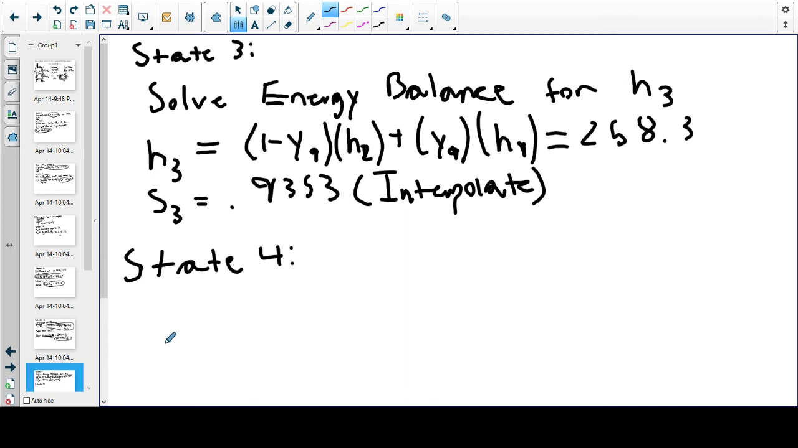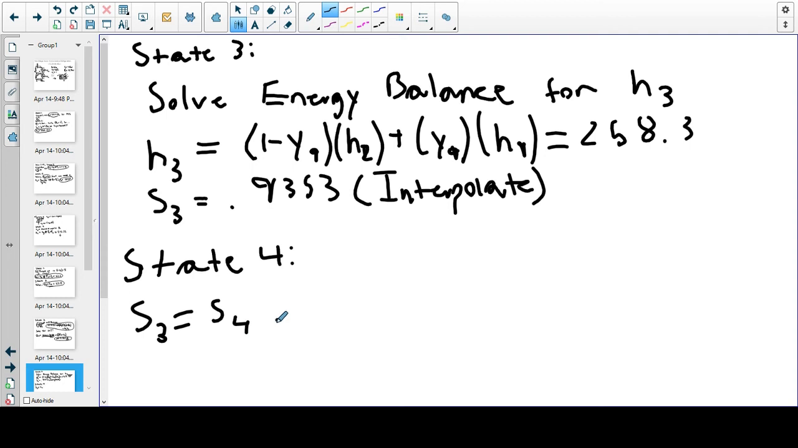And now we're moving on to state 4. I'm doing a calculation really fast. Okay, yeah, it works out. Anyway, making sure on the fly here.